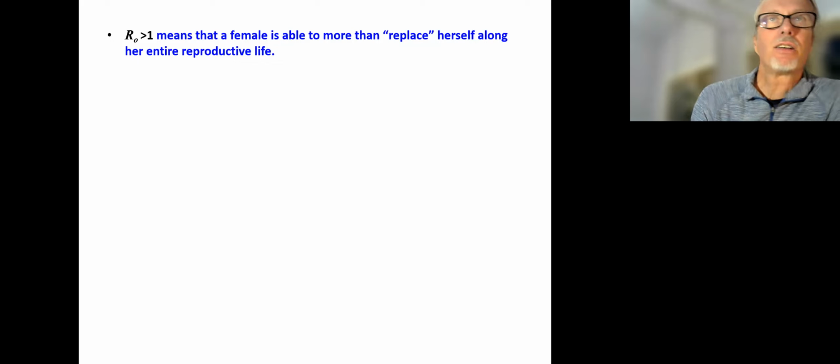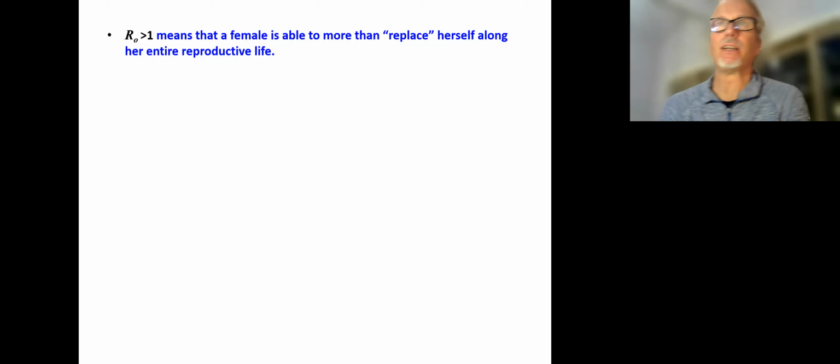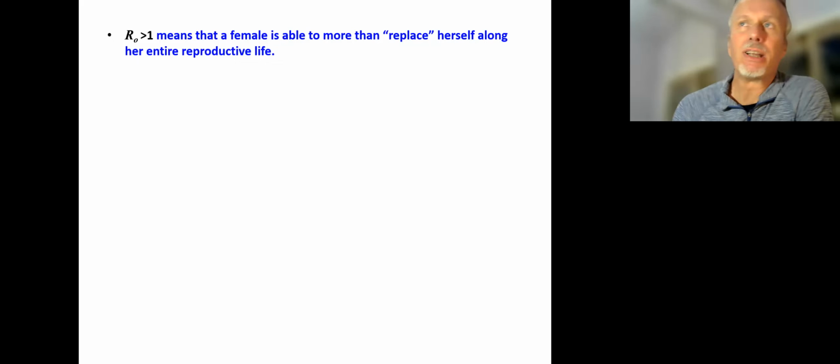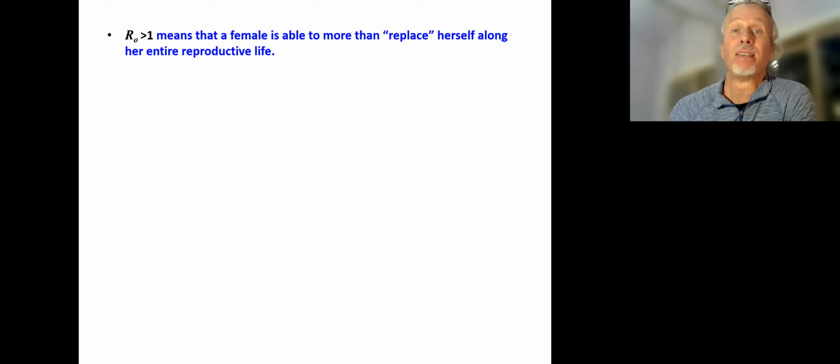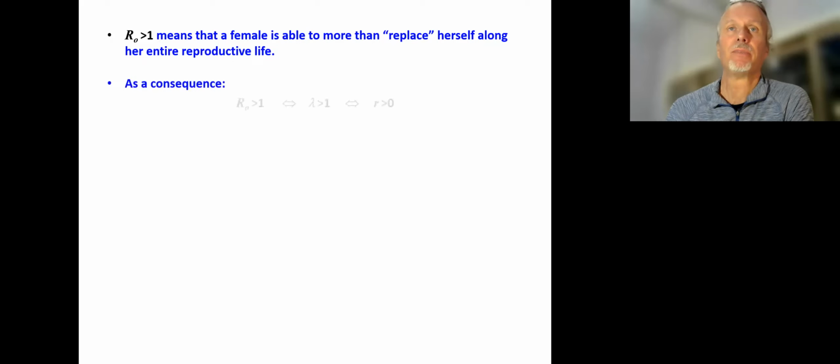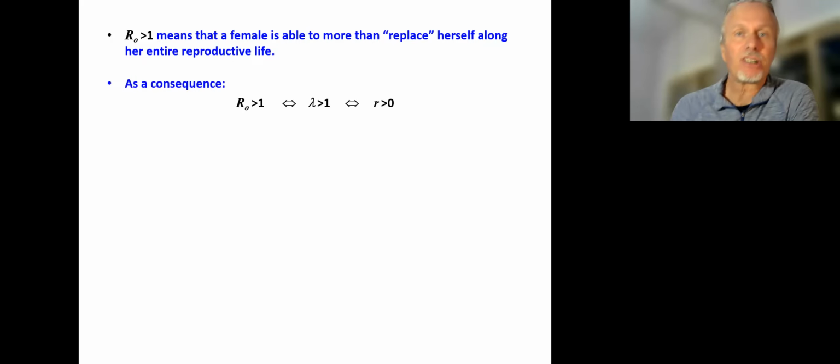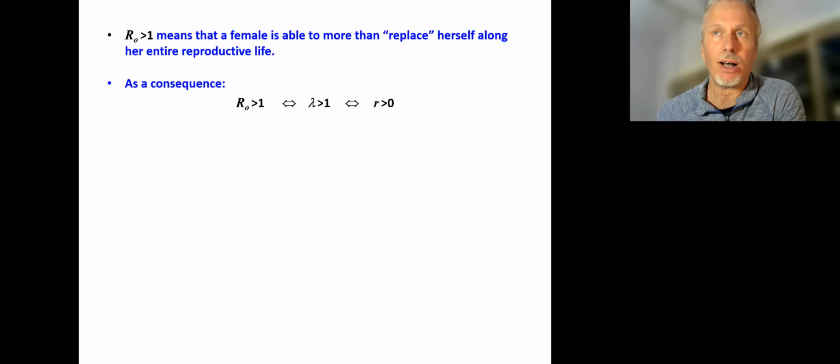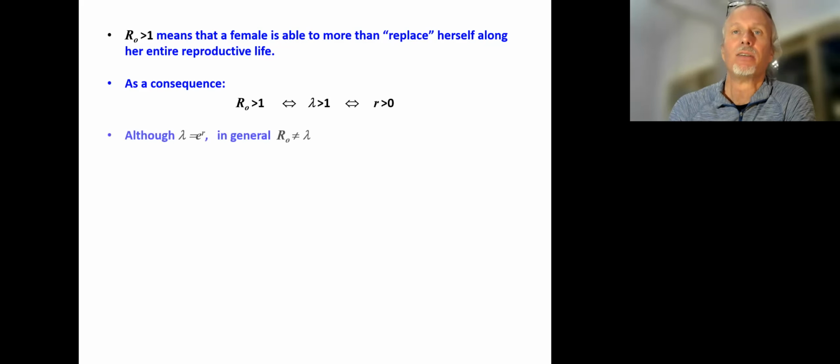R naught larger than 1 means that a female is able to more than replace herself along her entire reproductive life. So R naught is really important. Basically, R naught larger than 1 means that the population has this potential of growing in time. As a consequence, if R naught is larger than 1, then the finite growth rate lambda is larger than 1, and we also know that the instantaneous per capita growth rate, small r, is larger than 0. So it's a growing population.